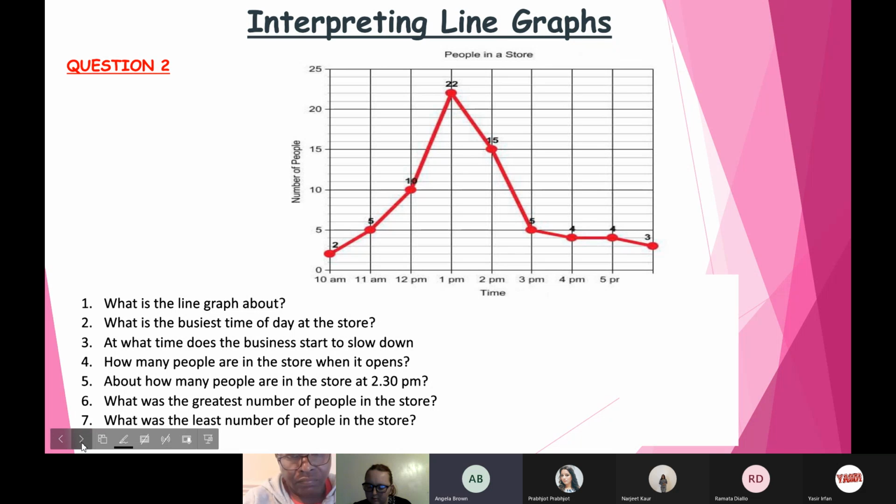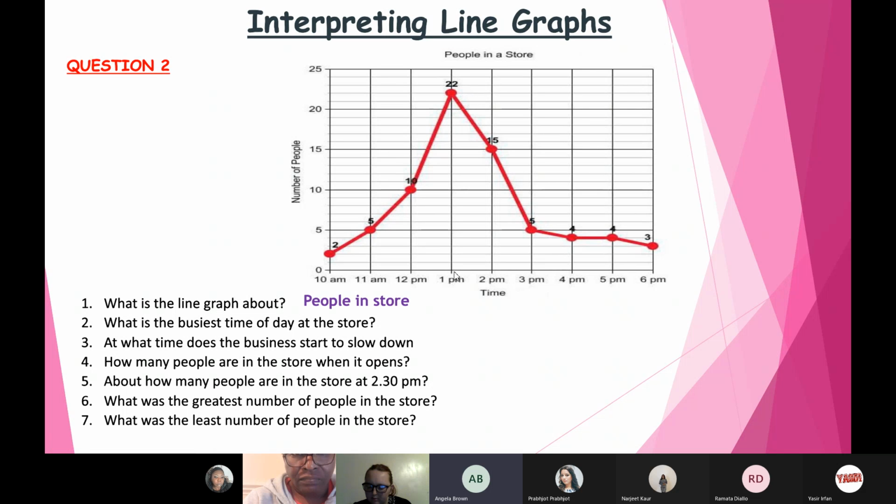Okay, so I think most of you should have answered the question. I've got through down to question 4. So what is the line graph about? Well, it's about people in the store. What is the busiest time of day at the store? Well, we can see the busiest time with 22 people is 1 p.m. At what time does the business start to slow down? Well, it started to slow down about 3 p.m. You can see that it's dropping there. So we should have got 3 p.m.